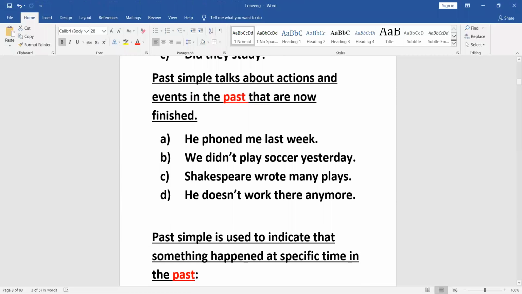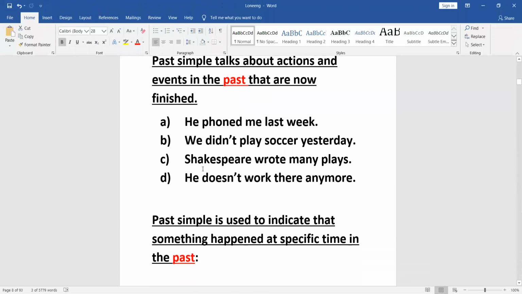The simple past talks about actions and events in the past that are now finished. Let's take a look at a few examples. He phoned me last week. When did he phone me? Last week. So this indicates that it has already happened in the past.